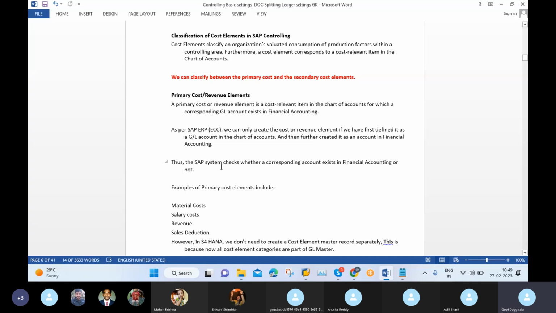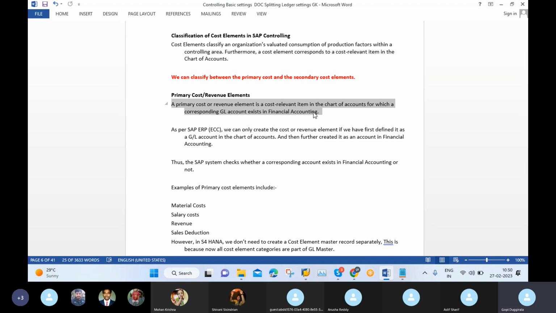And the question I was asked, I will tell you. So the thing is, a primary cost or revenue element is a cost relevant item in the chart of accounts for which a corresponding GL account exists in financial accounting. This is the definition of primary cost element. It means for every primary cost element, we have one GL account in financial accounting.